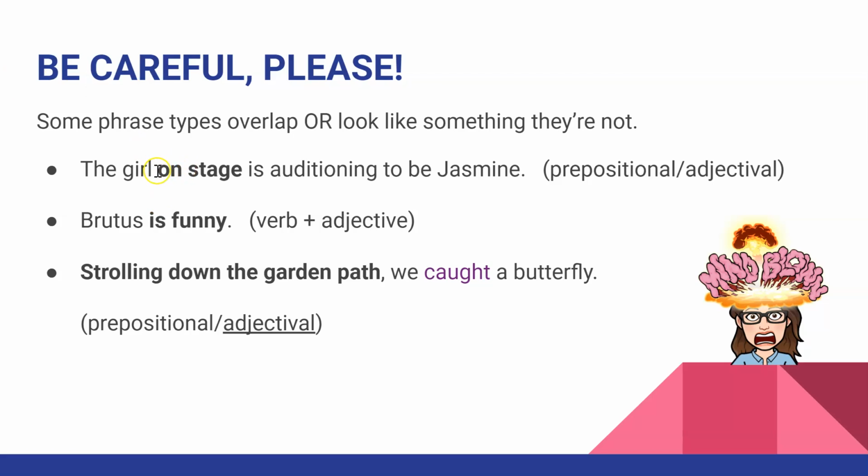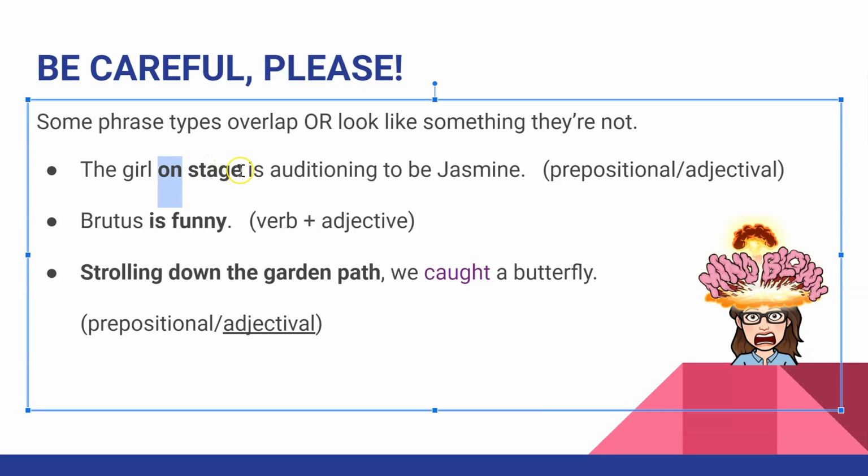So, in the two words on stage in this sentence, the girl on stage is auditioning to be Jasmine. Like maybe their play is Aladdin or something. On stage is technically a preposition or a prepositional phrase, but grammar nerds are going to arm wrestle about whether this is prepositional or adjectival, because technically they're clarifying girl or describing girl or which girl. I know the word on is a preposition, and I know it looks like a prepositional phrase, but you can make an argument that it's an adjective phrase too.